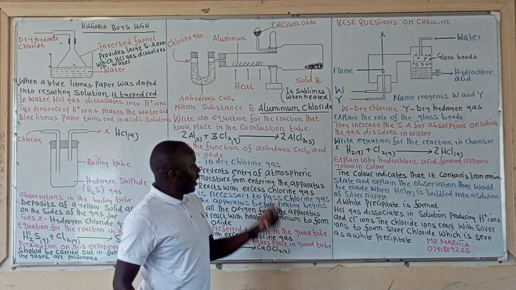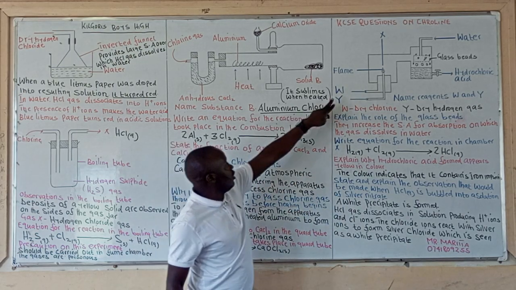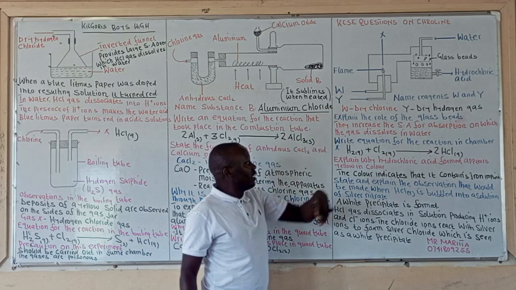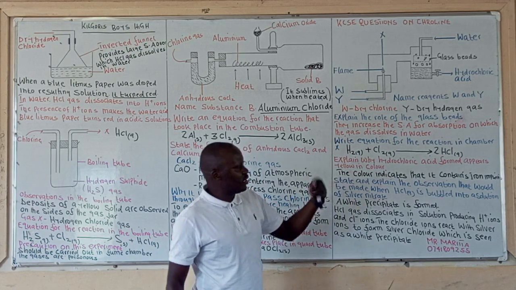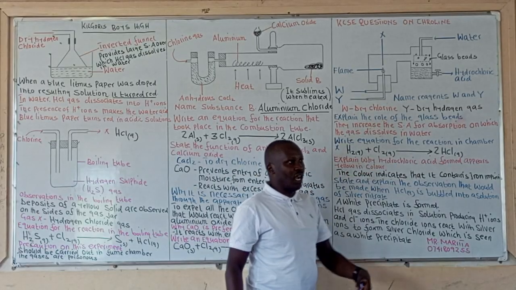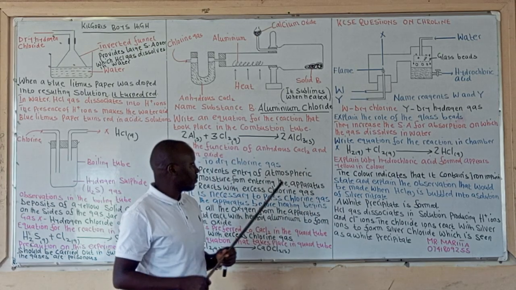Write an equation for the reaction in chamber X. So in chamber X here, what do we have? We have dry chlorine gas, and of course we have dry hydrogen gas. When the two combine, they will form hydrogen chloride gas. You need a well-balanced equation with the correct state symbols.